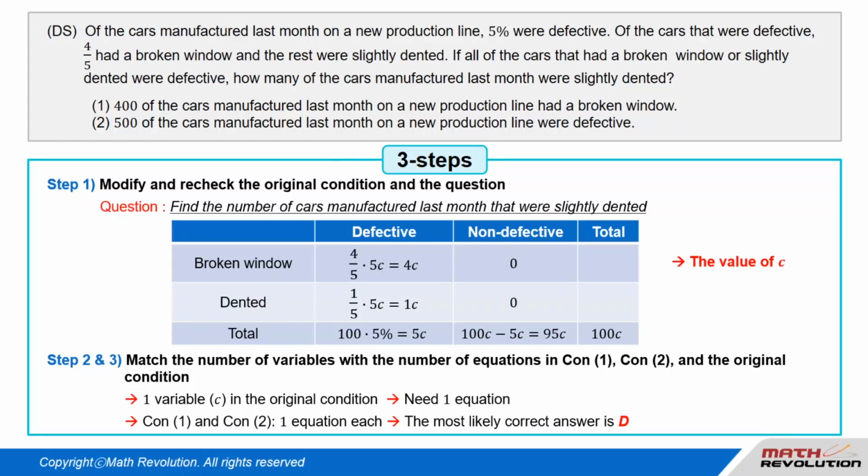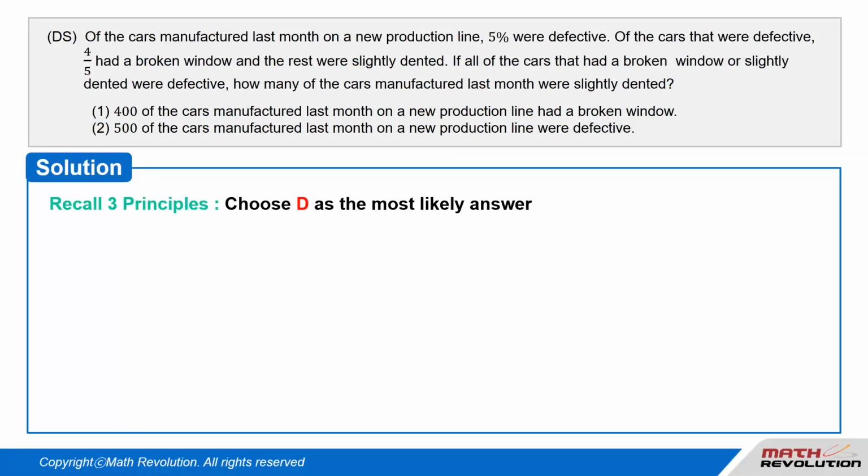From the original condition, we have one variable, C. To match the number of variables with the number of equations, we need one equation. Since conditions 1 and 2 will provide one equation each, D would most likely be the answer. Right, it looks complicated, but the answer is D because there is one variable. Can you feel the power of the variable approach? Recall 3 principles and choose D as the most likely answer.